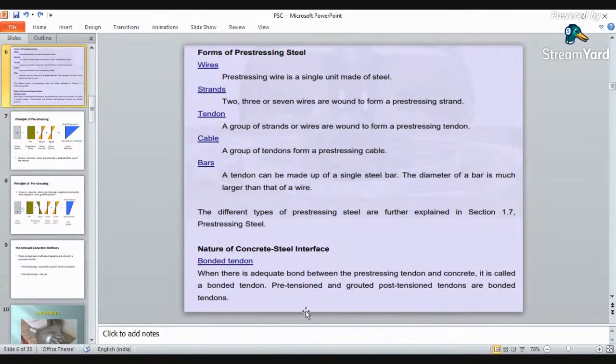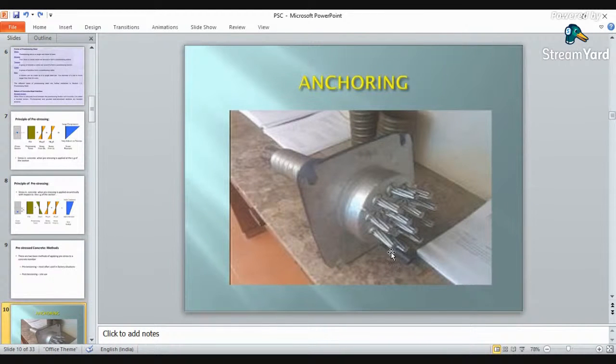Okay, so wire is nothing but a single unit made up of steel. Strands are nothing but 2, 3 or 7 wires, and tendons are again a group of strands, and cables are nothing but a group of tendons. Here in this figure, just look here. This is your total one cable. The number of strands: this is one strand. So these all are the strands. Then the number of wires, whatever are the number of units in this strand, will be termed as a wire.